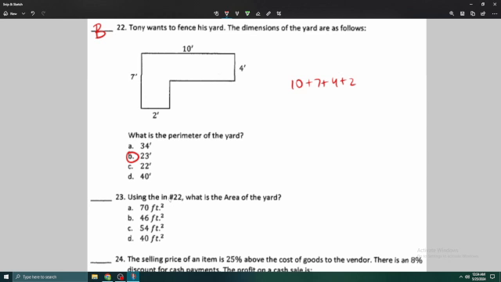Using the figure in number 22, what is the area? That's tough. Not impossible, though. I'm going to break this up into two rectangles, like this. Just remember that this length is 2. That's going to come in handy later, okay? So I'm going to find the area of this rectangle like so.